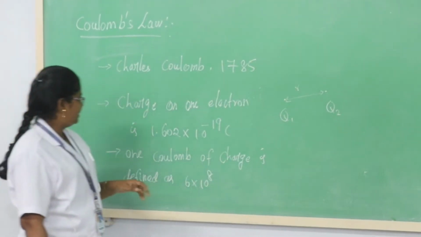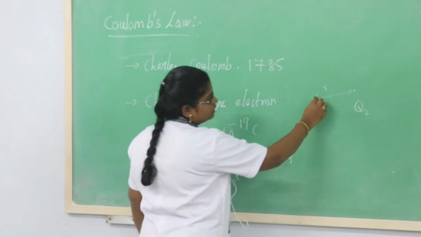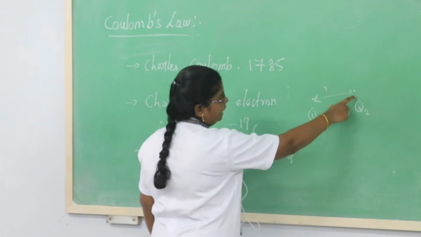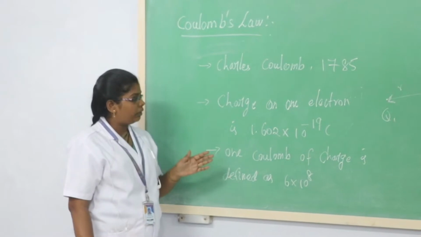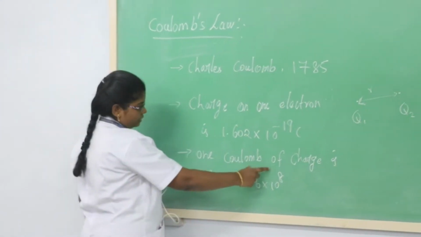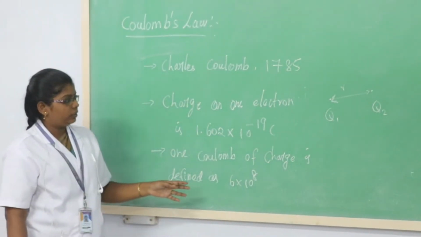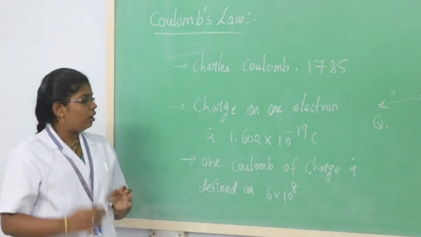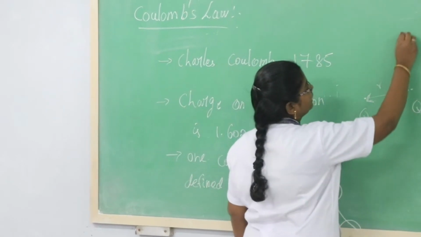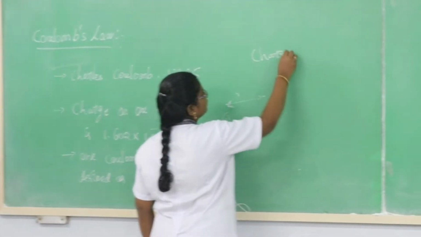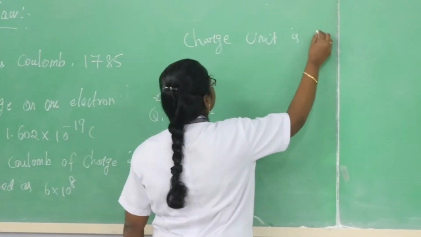So, the point charges are separated in air by a distance R. Now we have to calculate 1 Coulomb of charge. 1 Coulomb of charge is defined as 6 into 10 power 8, the number of electrons that form 1 Coulomb of charge. The charge unit is Coulomb.